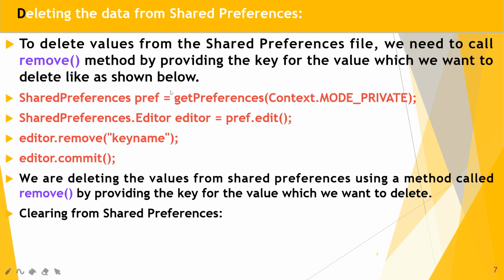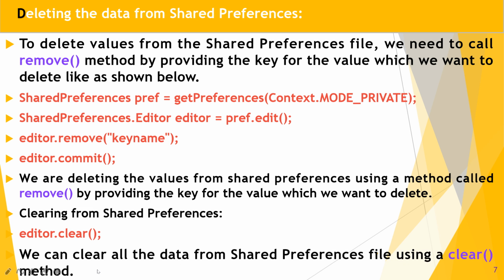Hope you understand. Now if you want to clear all the shared preferences stored in the shared file, what we have to do is just call the editor.clear method. The editor.clear method clears all the key value pairs saved in the shared preference file. So this is the clear method. Guys, hope you understand how to read, how to write, how to delete, and how to clear all the key value pairs from the shared preference file.